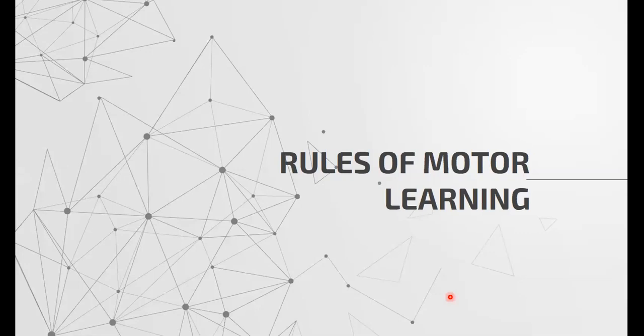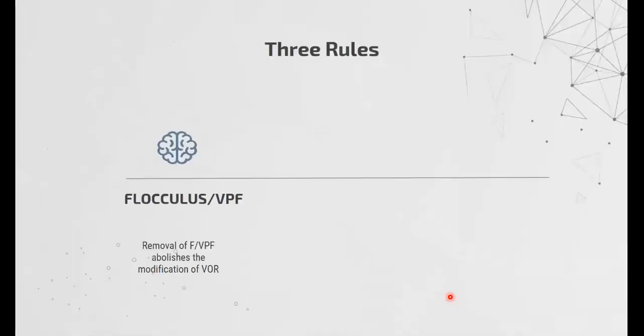So coming to rules of motor learning, there are basically three rules. First one is we have to have an intact flocculus, and removal of this flocculus will abolish the modification of VOR as we have seen in the signal flow slide.